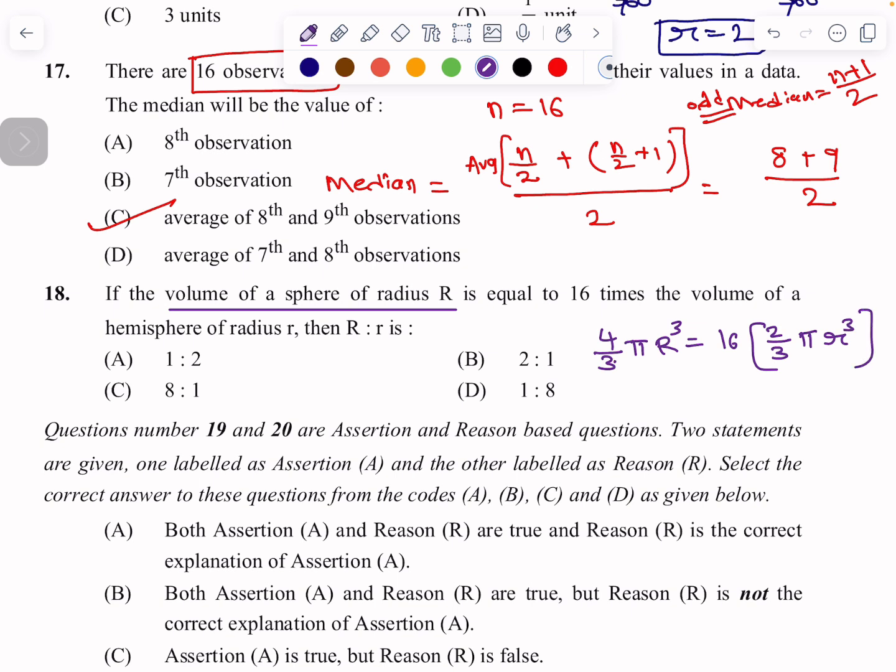Okay. So now you cancel the 3 on both sides, pi cancels on both sides, and 4 times cancels. Then we need to find the value of capital R by small r. So (R by r) whole cube equals 8 by 1, which we can write as 2 cube by 1 cube. When you remove the cube on both sides, you get the answer 2:1. Answer B is matching. Yes, B is your answer, 2:1.